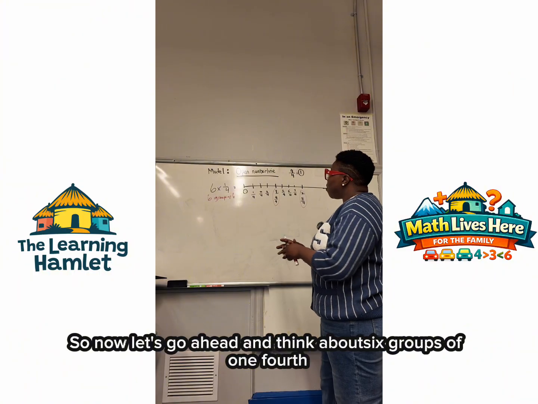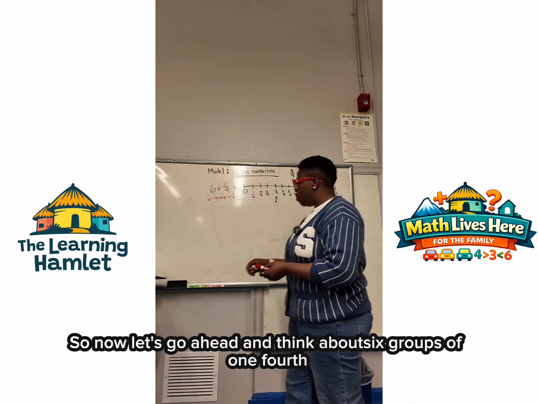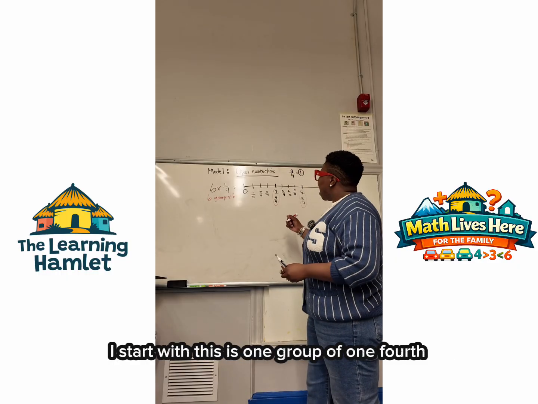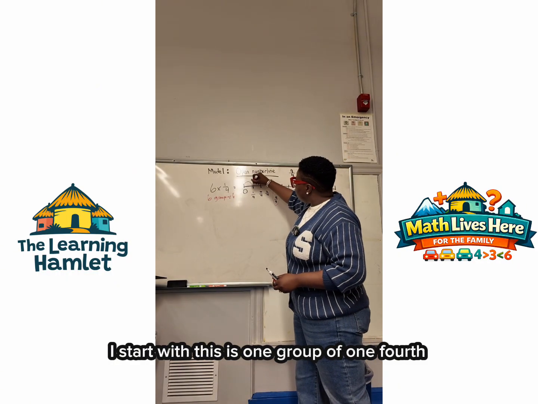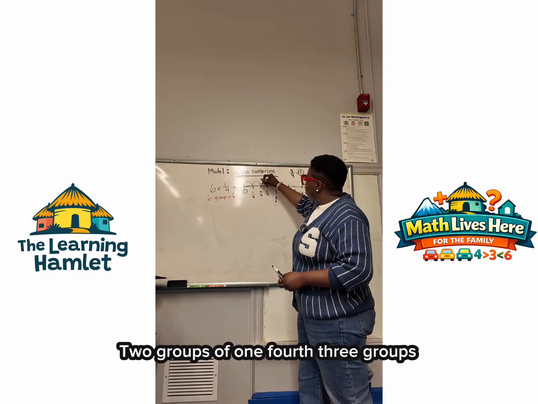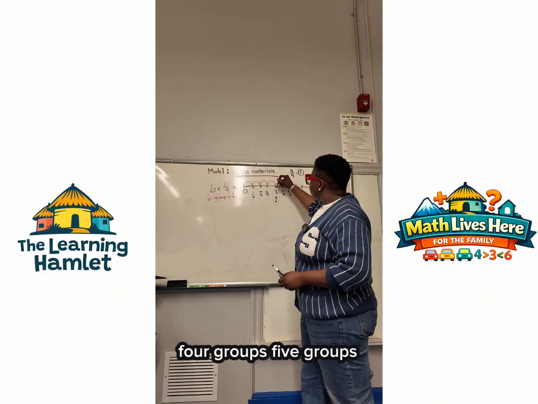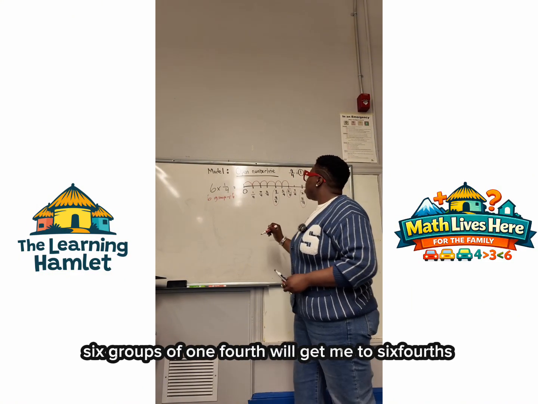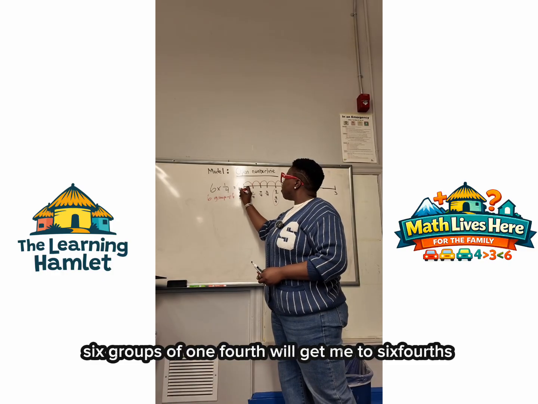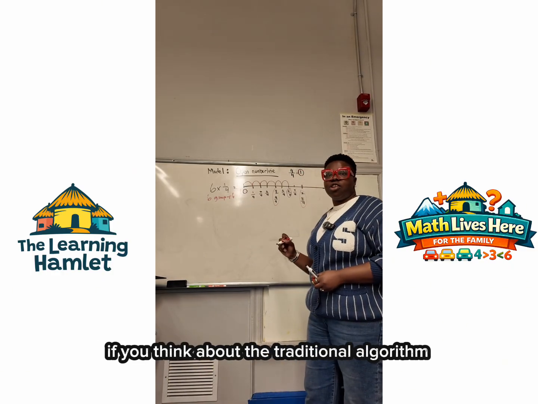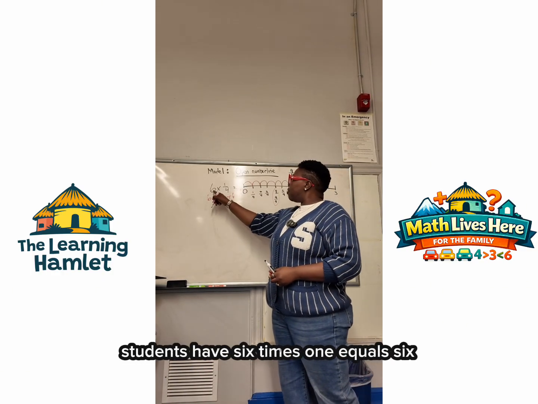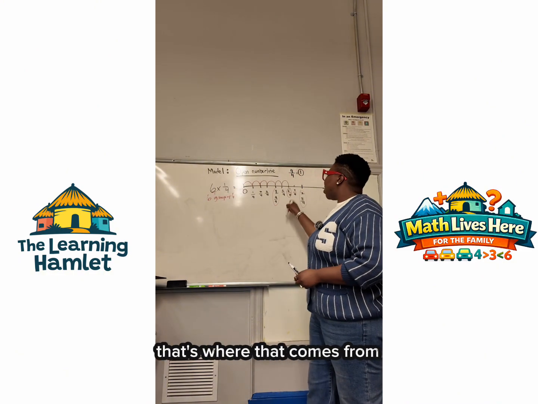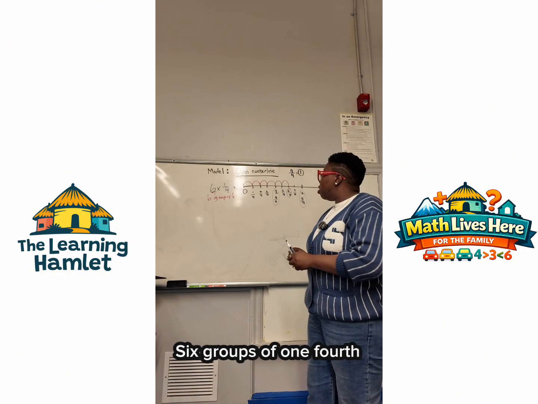So now let's go ahead and think about 6 groups of 1/4. If I'm going to take out 6 groups of 1/4, I start with, this is 1 group of 1/4, 2 groups of 1/4, 3 groups, 4 groups, 5 groups, 6 groups of 1/4 will get me to 6/4. Again, if you think about the traditional algorithm, students have 6 times 1 equals 6, 1 times 4 equals 4. That's where that comes from, 6 groups of 1/4.